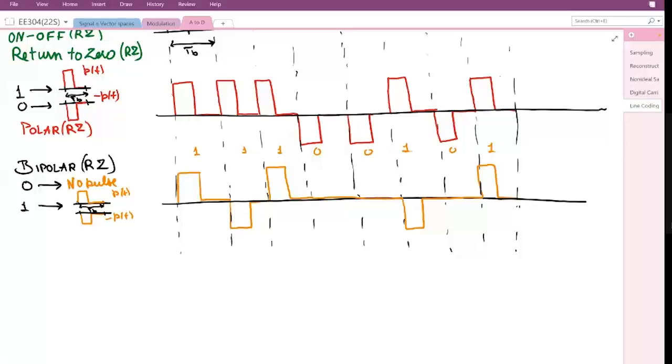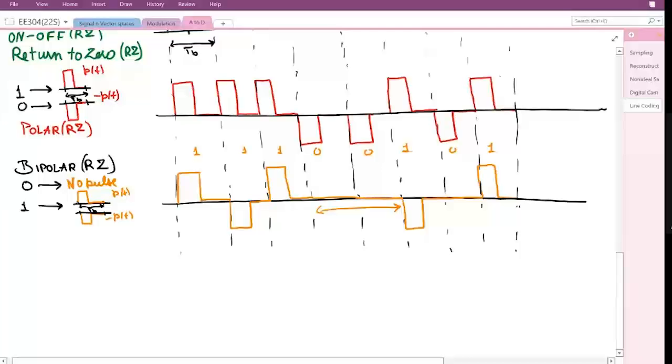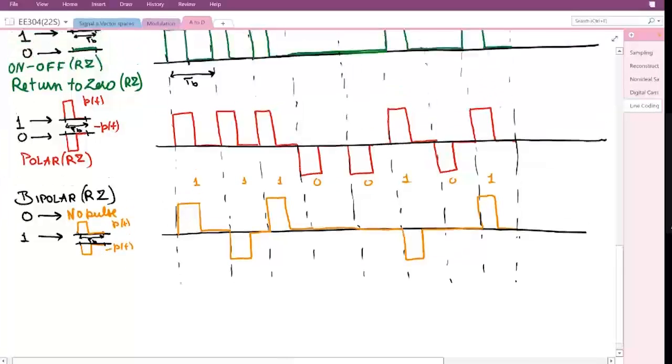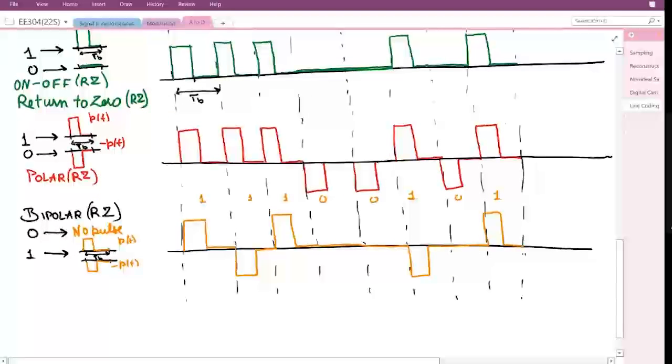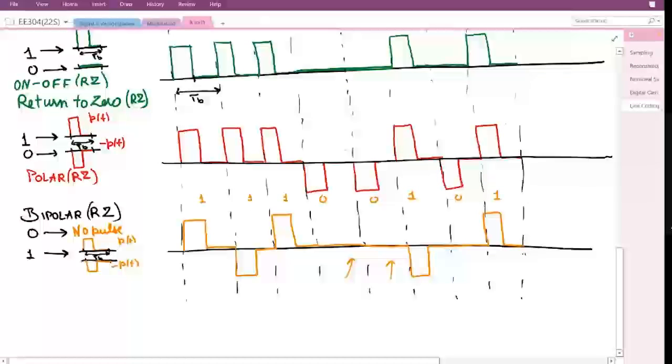Sir, if we have a very long chain of 0s, then we will not be using bipolar RZ? If we have a very long chain of 0s, yes, I understand the question. In that case, this portion will again have a problem with the tracking. But the trade-off is, why was this introduced? Because for 0 you are doing some transmission, you are wasting some power. So again there is a trade-off between all the schemes.